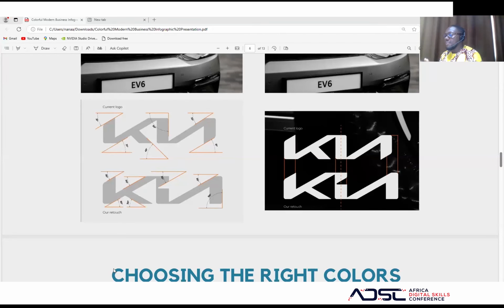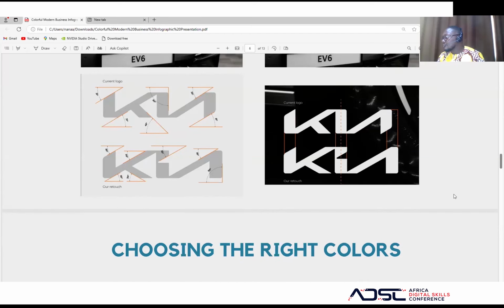So as I was saying, you compare the current logo to the latest updated logo. When you compare the dimensions of the current logo and the latest retouched one, you can tell that the angles are the same: 30 degrees, 30 degrees, 30 degrees, 30 degrees across the board.